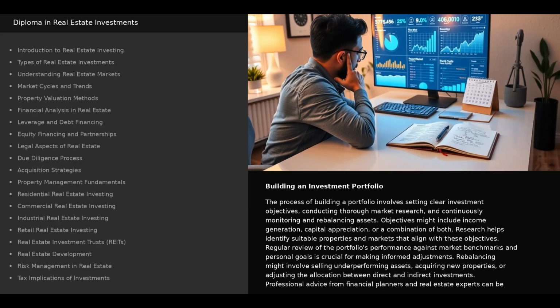Rebalancing might involve selling underperforming assets, acquiring new properties, or adjusting the allocation between direct and indirect investments. Professional advice from financial planners and real estate experts can be invaluable in constructing and managing a robust portfolio. A disciplined approach to portfolio construction and management is key to achieving sustained success in real estate investing, ensuring long-term wealth creation and financial stability.